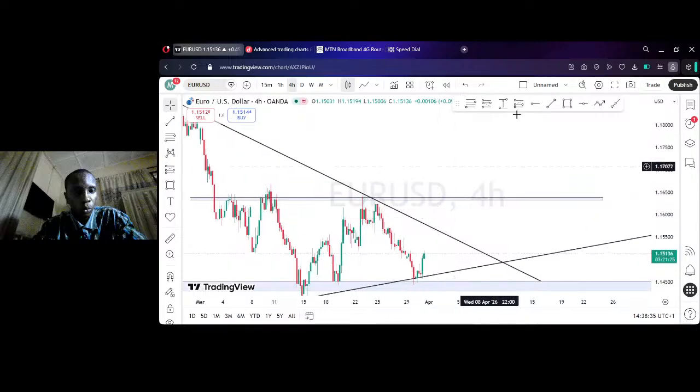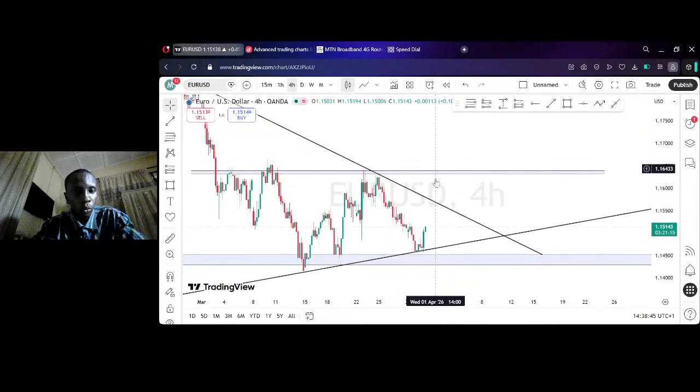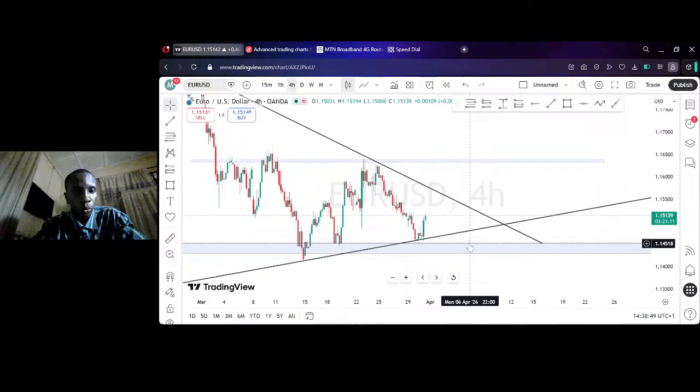So if price should come right here to attempt this resistance, if it should break out from it, we are coming to the upside. But if this level is still rejected, we are coming down again.